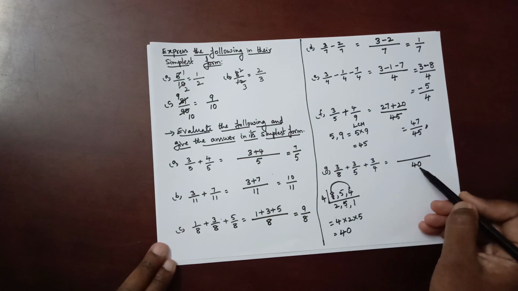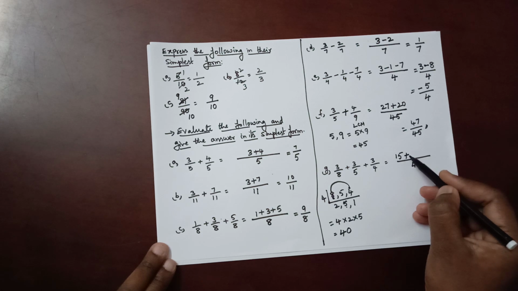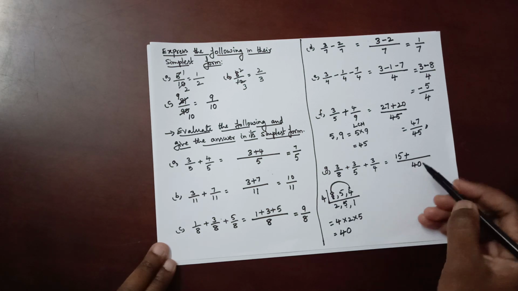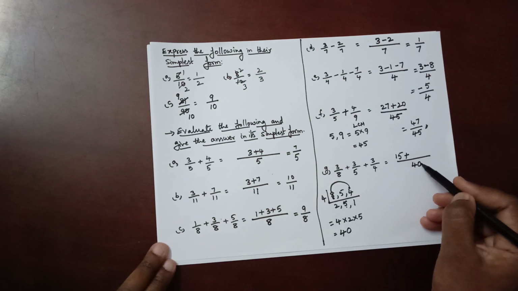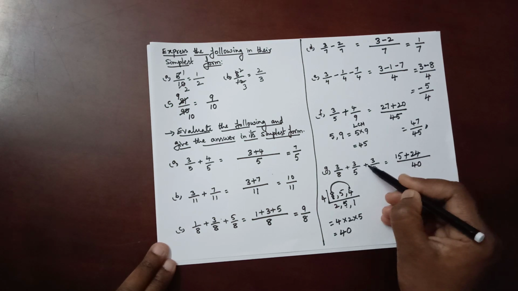8, how many times is it going in 40? 5 times. 5 3s are 15. The sign is plus. Again we are taking plus. This 5, how many times is it going in 40? 8 times. 8 3s are 24. Again the sign is plus.